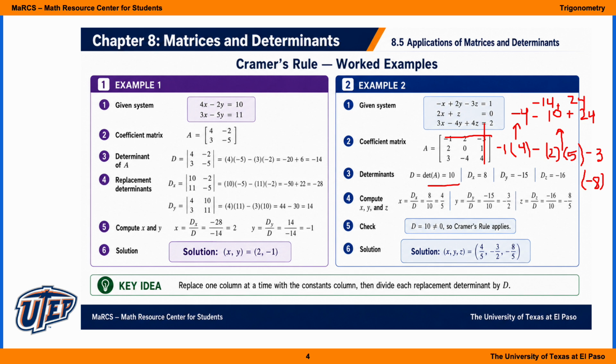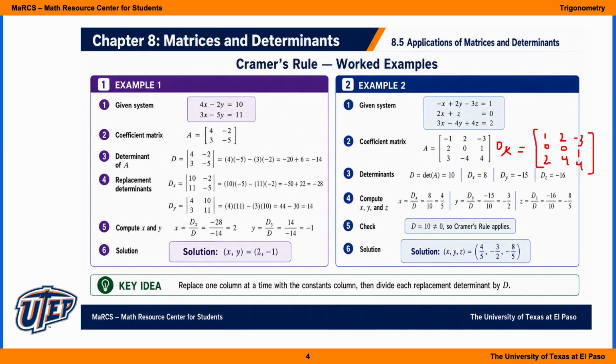And then we will repeat the process that we did for the 2 by 2 matrix. But in this case, it'll be the 3 by 3 since we have 3 variables, x, y, and z. So here's our dx matrix. I replaced the coefficients in the first column with our constants 1, 0, and 2. Now we need to find the determinant of our dx. And then I'll just repeat the process that I did for our coefficient matrix.